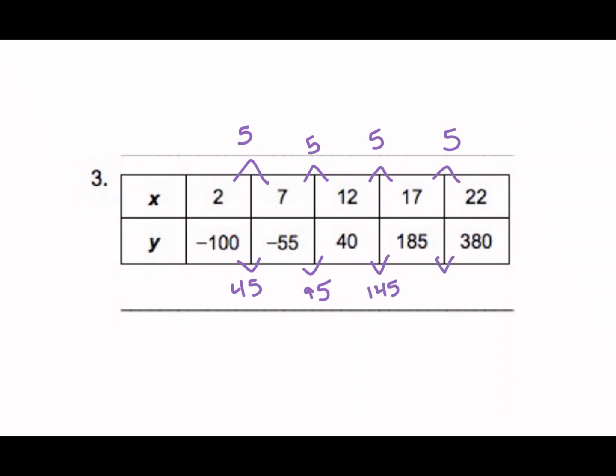Because we need our first differences if we want to calculate the second differences, minus 185. Okay, so these are our first differences. They're all different, which is fine. And now if I calculate my second difference, if I do 95 minus 45, that gives me 50. 145 minus 95 gives me 50. And 195 minus 145 gives me 50. So these have constant second differences, which makes this function quadratic.